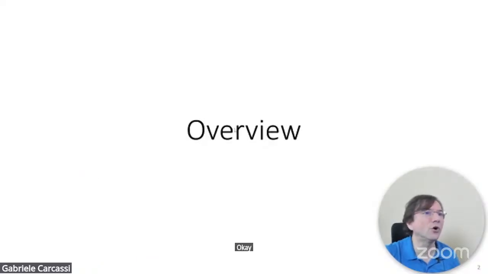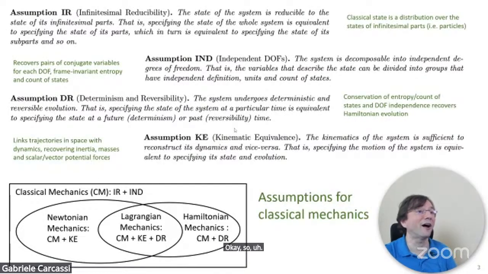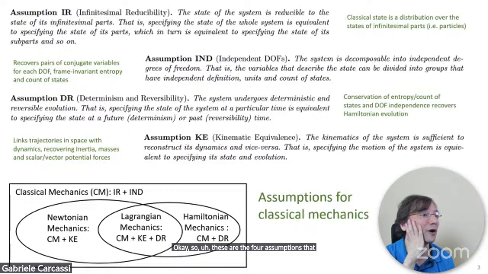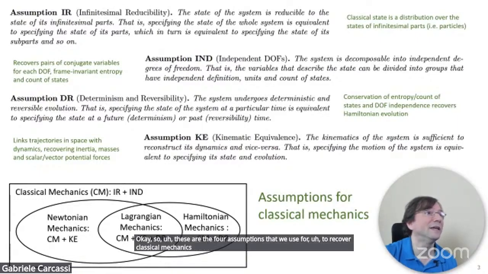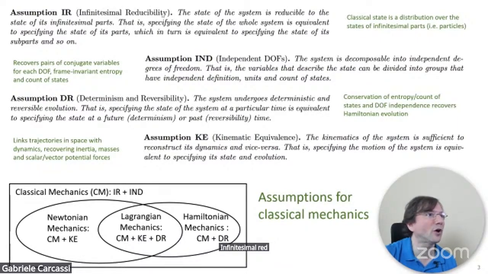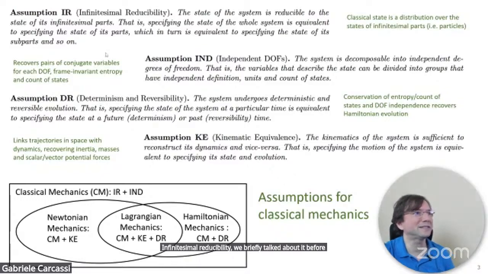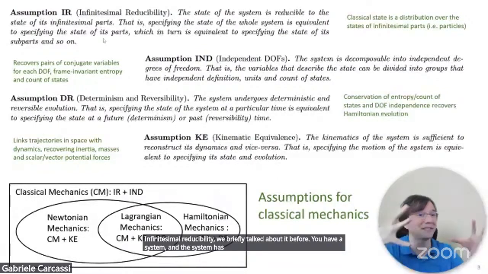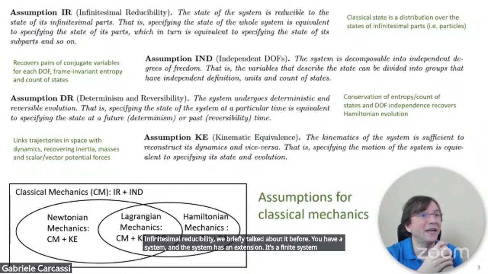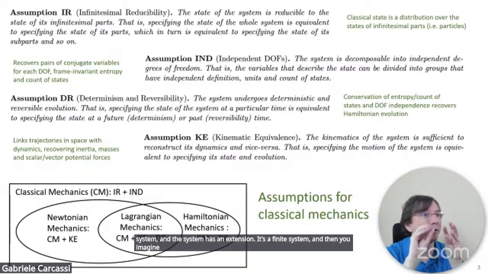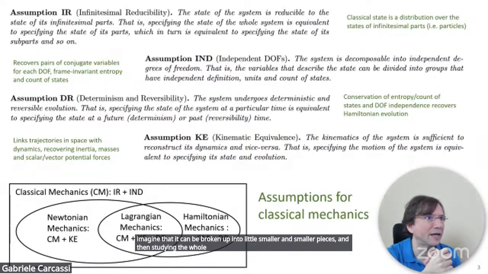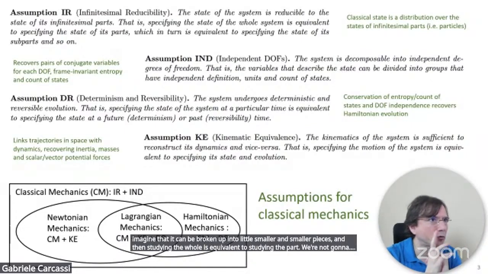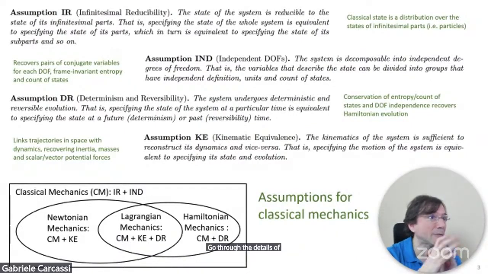Okay, so these are the four assumptions that we use to recover classical mechanics. Infinitesimal reducibility, we briefly talked about it before. You have a system, and the system has an extension, it is a finite system, and then you imagine that it can be broken up into smaller and smaller pieces, and then studying the whole is equivalent to studying the parts. We're not going to go through the details of that assumption, but it's always in the back of our head.